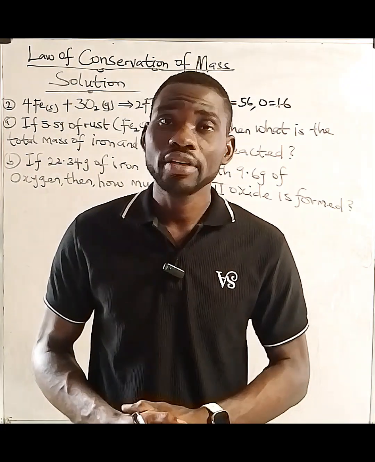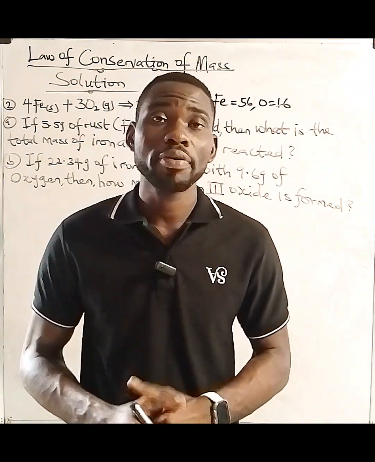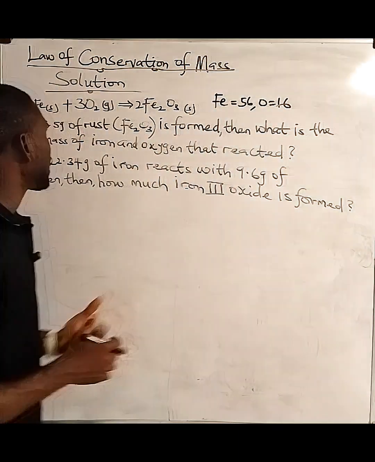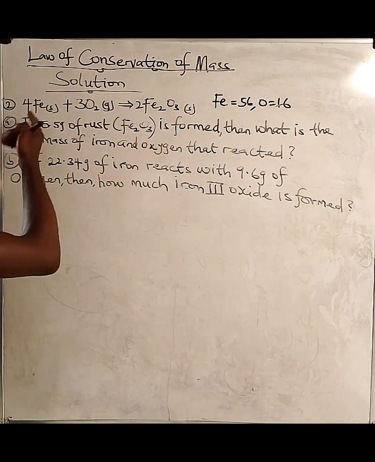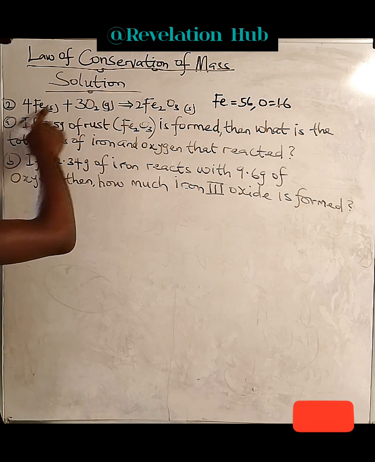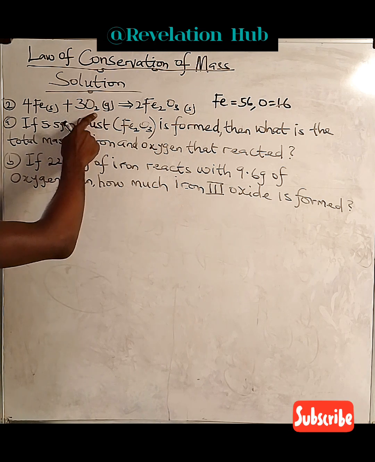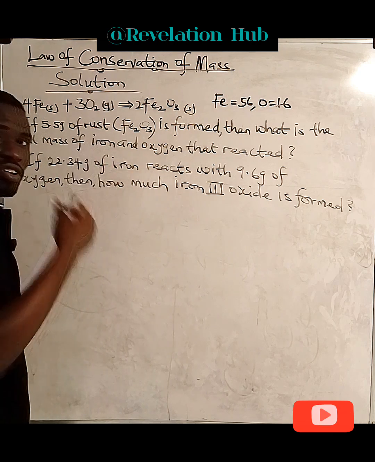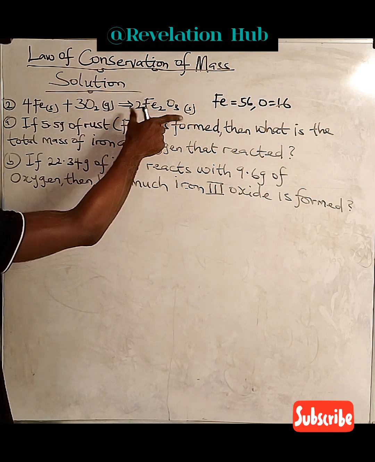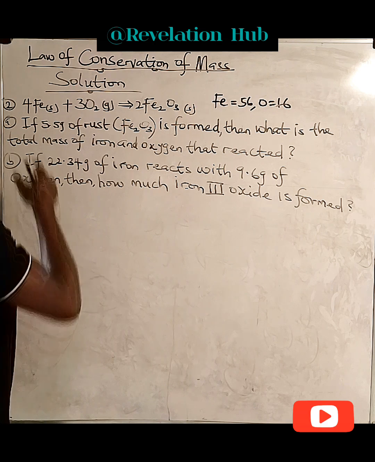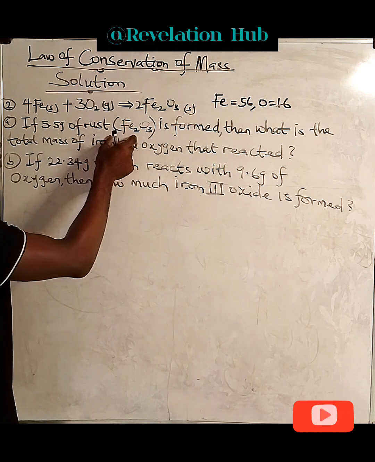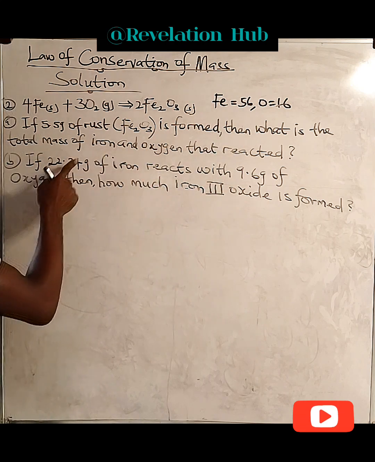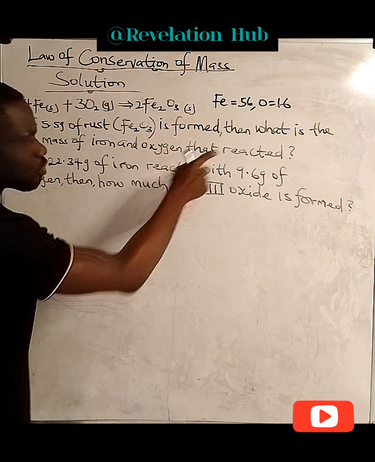Okay, guys, let's solve the second and final question we were given as a take home in our previous lesson on the law of conservation of mass. Here was the question: if four molecules of iron, that's ferrum, react with three molecules of oxygen to give us iron(III) oxide, this is called rusting. This process is called rusting. So that's this equation, as you can see, there's a chemical equation here. Now, if 5.5 gram of the rust, which is iron(III) oxide, is formed, then what is the total mass of iron and oxygen that reacted?